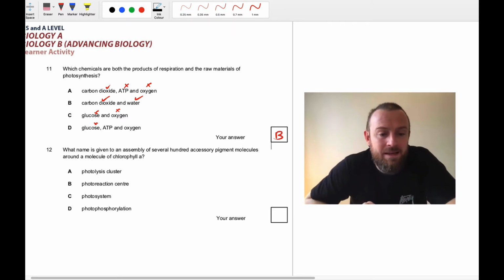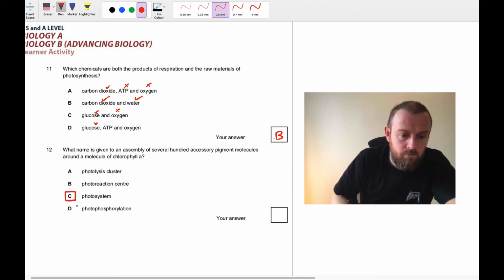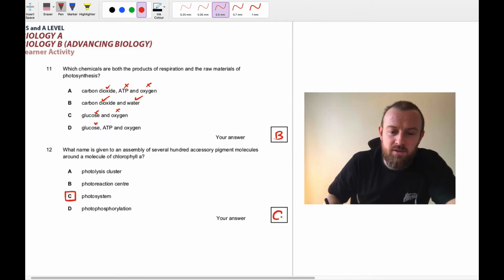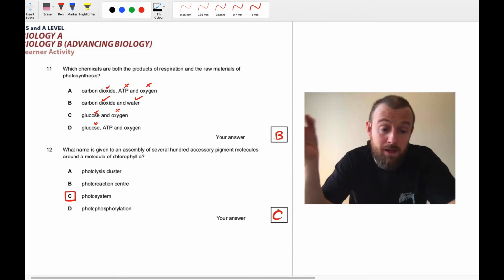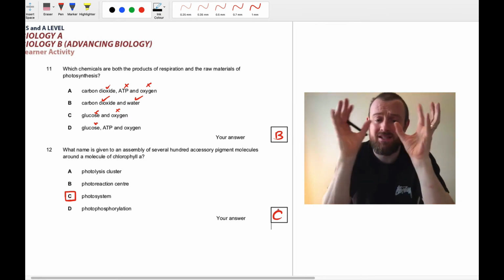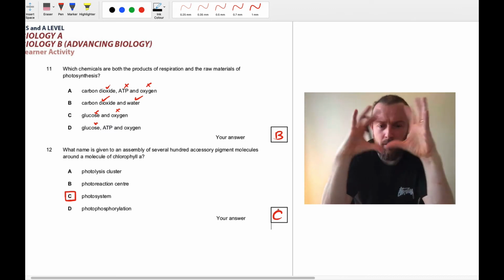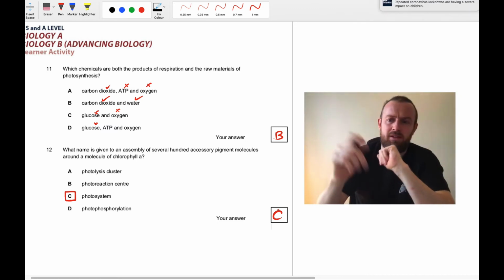12. What name is given to the assembly of several hundred accessory pigment molecules around a molecule of chlorophyll A? I think 12C, photosystem. Yeah, that's right. I paused there for a moment because sometimes at university level you might call that the antenna complex. I think the photosystem is technically the protein as well as the pigment molecules, whereas the antenna complex is maybe just the pigment molecules within the protein itself. But anyway, photosystem is the best answer.